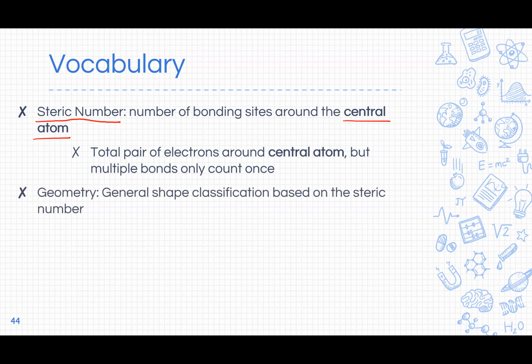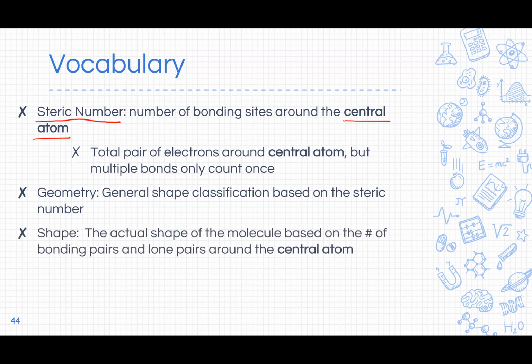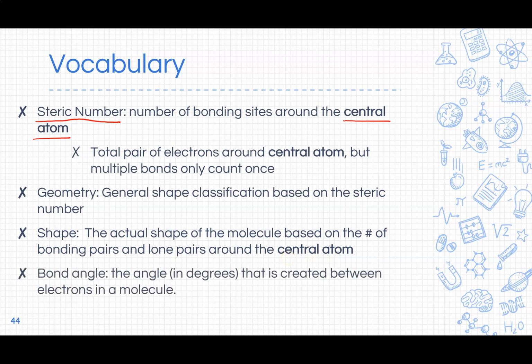Okay, the geometry is going to be the general shape classification based on the steric number. The shape is going to be the actual shape of the molecule based on the number of bonding pairs and lone pairs. And the bond angle is the angle in degrees that's created between bonds in a molecule. So I will show you all of these things in our example, but this is going to be an important slide for you to come back to just to make sure you understand the difference between these four words.